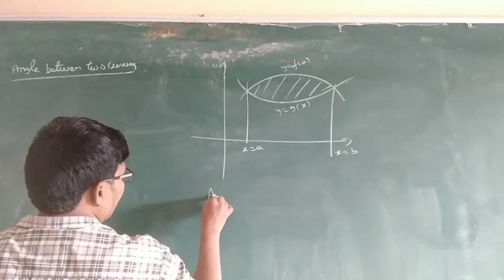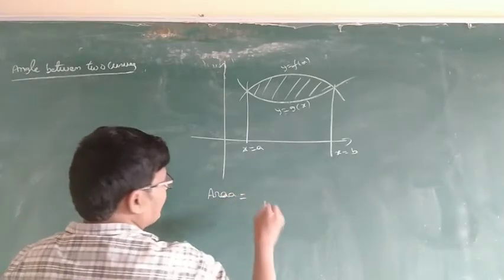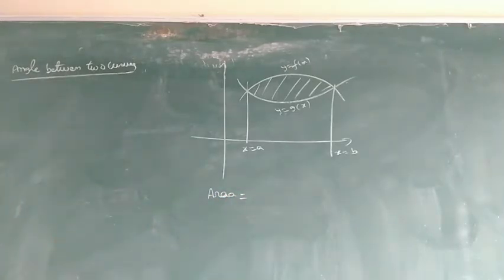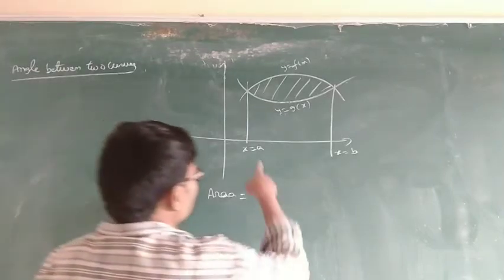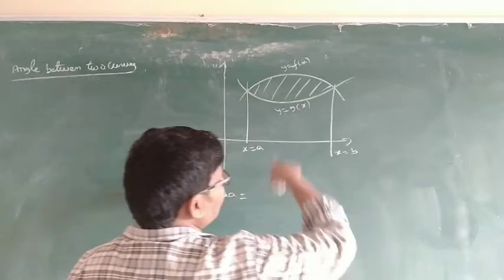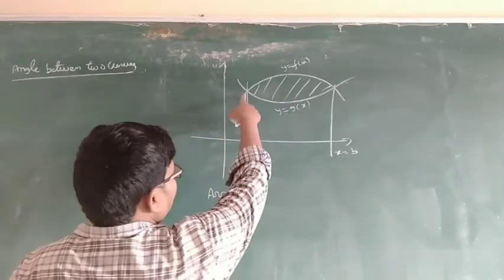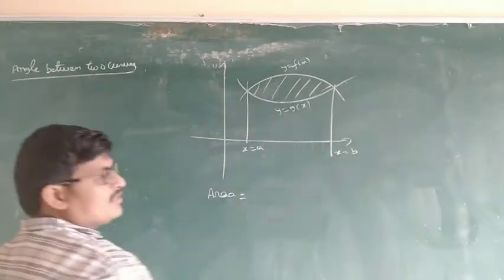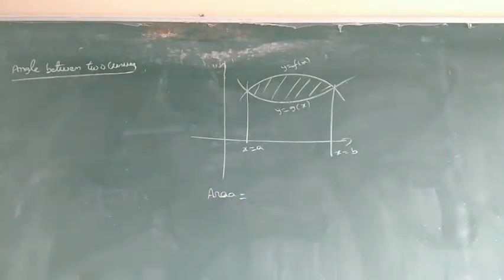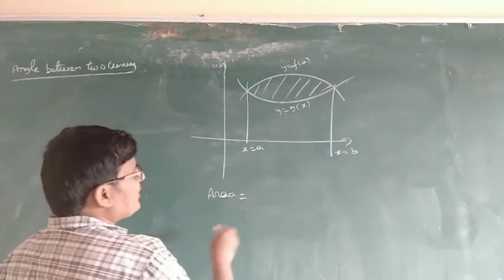So area. The diagram is of this type, with two curves. You have two given curves. In these two curves, the starting point is A and the ending point is B. The two curves intersect at A and at B. In between, there is no intersection anywhere. So what is the area?